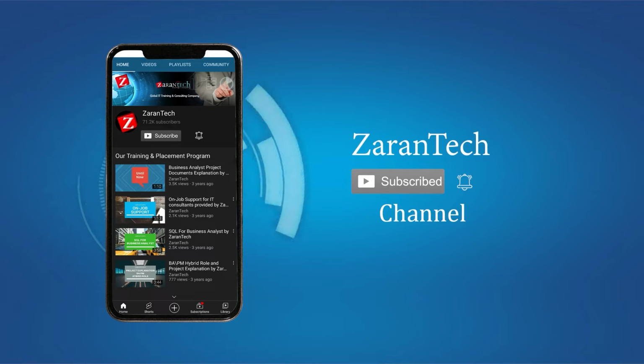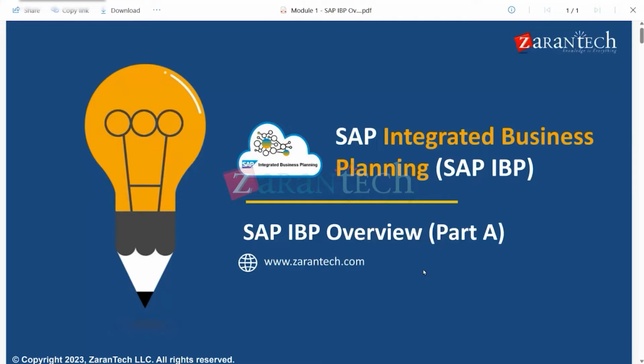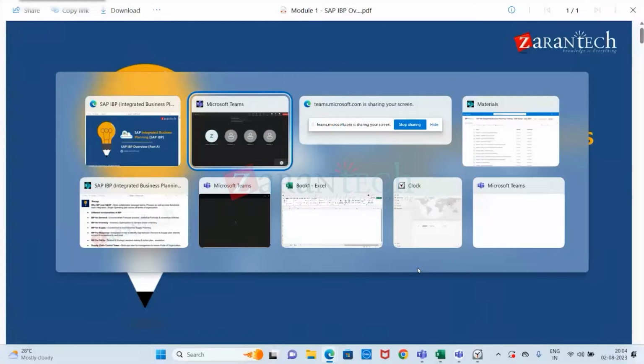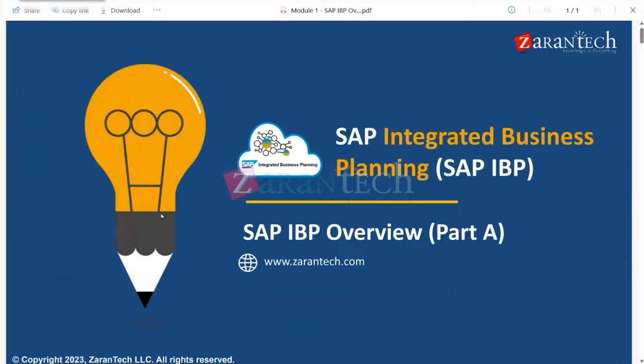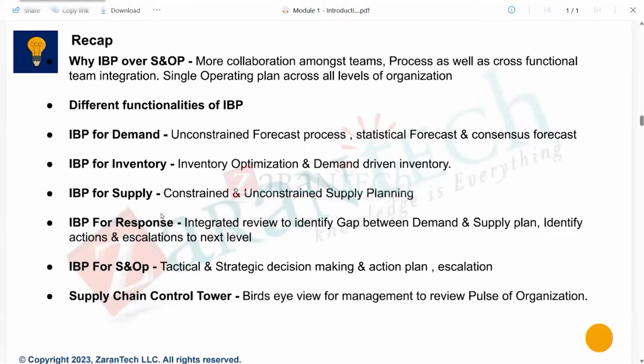Okay, so we'll start off with today's session. Good morning to all. What I thought of is to have a small recap of what we learned, or what we tried to cover, in the last couple of days of sessions. So we are still at a very high level introduction view of what is integrated business planning.